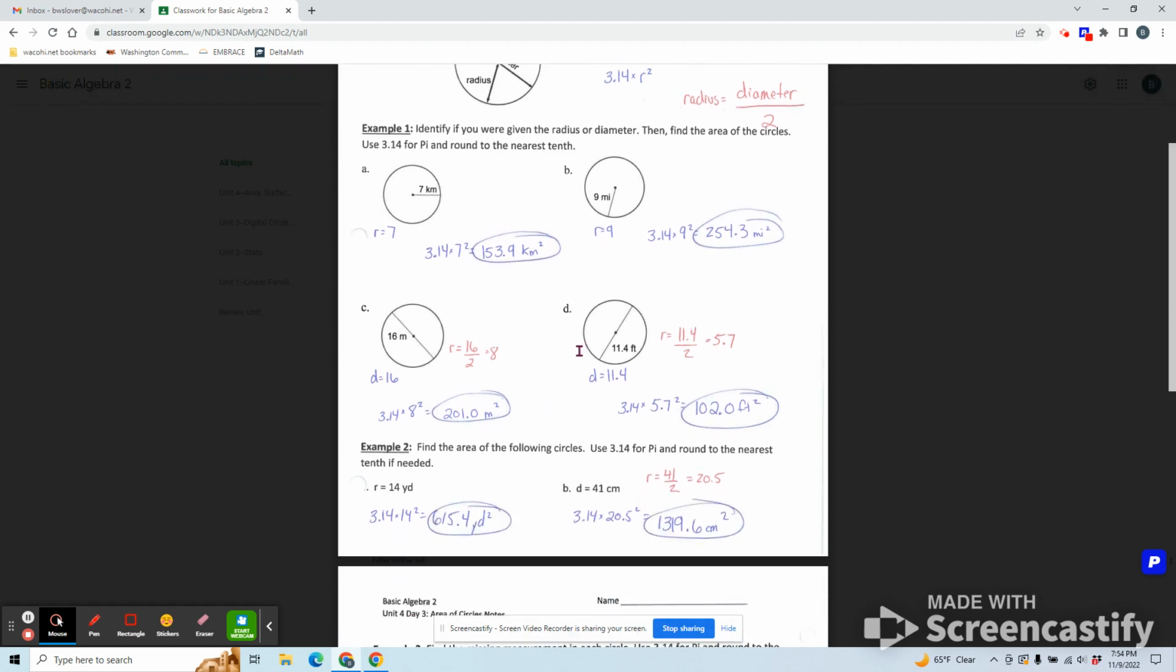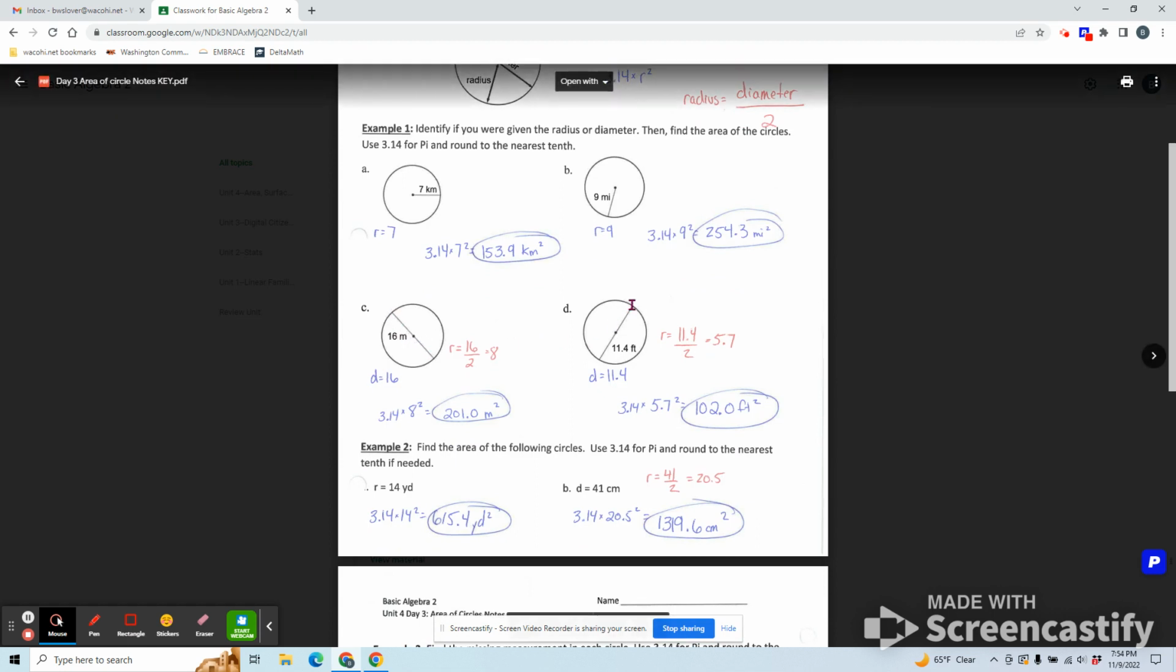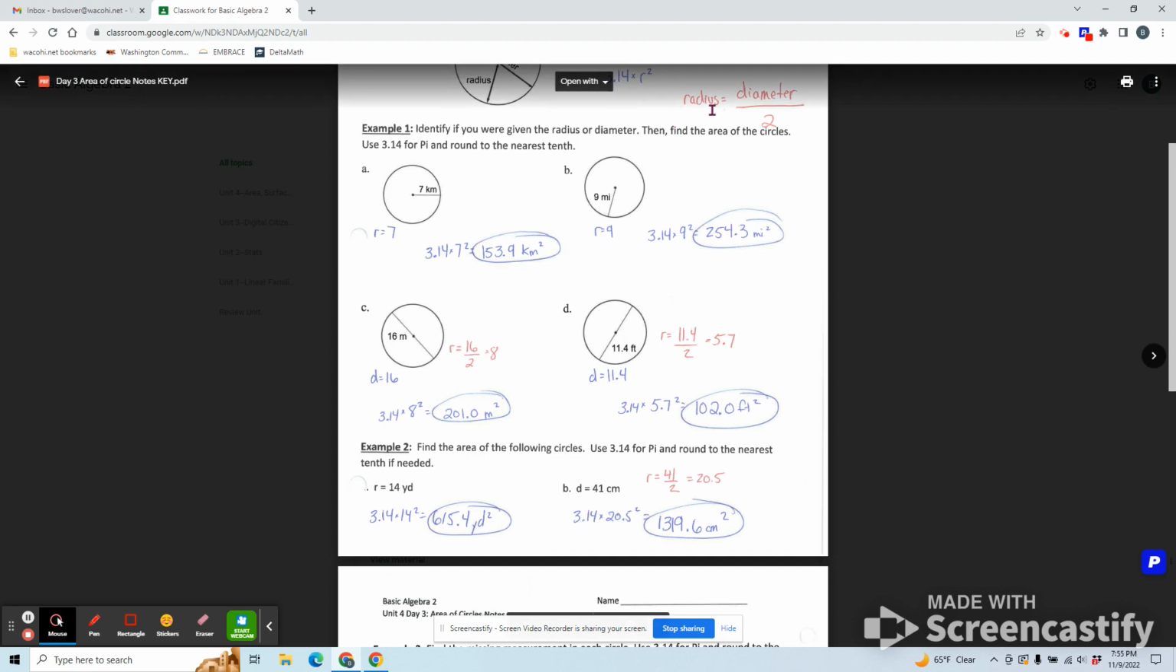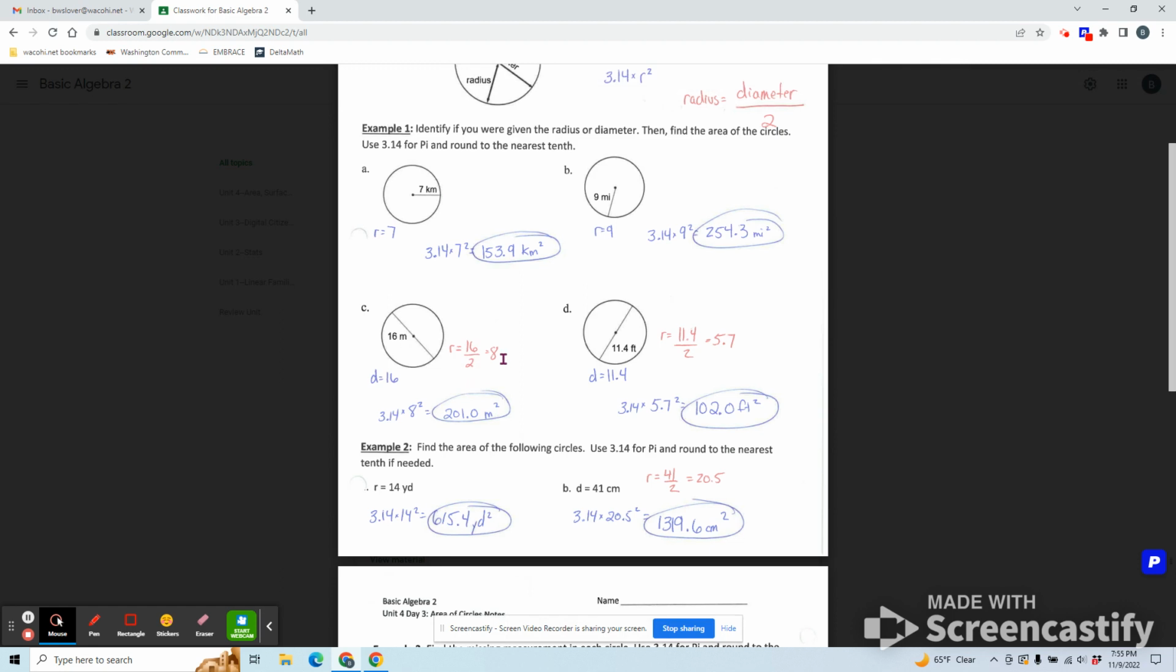C and D are very similar in the sense that both of them are giving us the diameter. So my diameter is 16, and I'm using the note that I made right here. Radius equals diameter divided by 2. So I'm taking 16 divided by 2, and I'm getting 8. And then I'm plugging that into my formula.